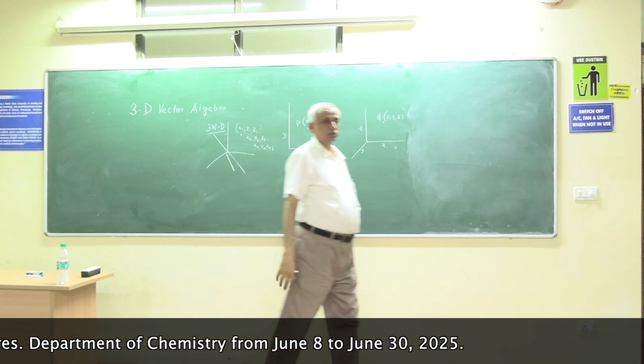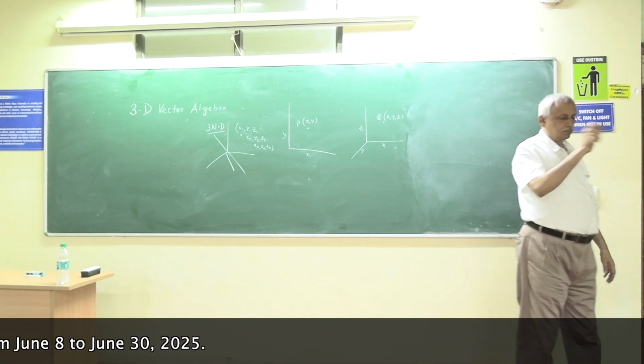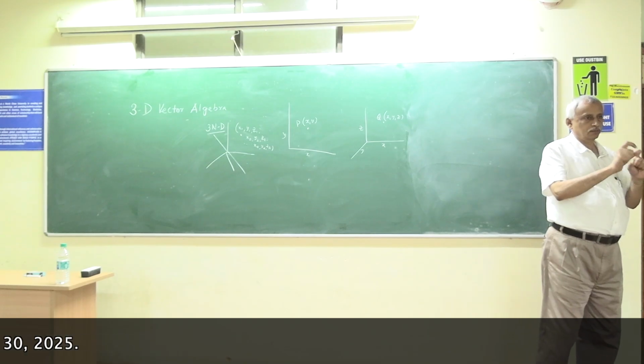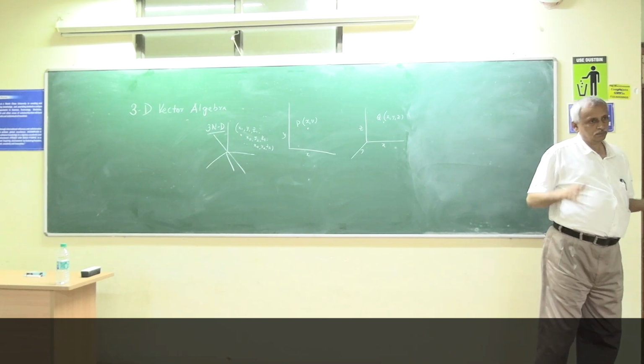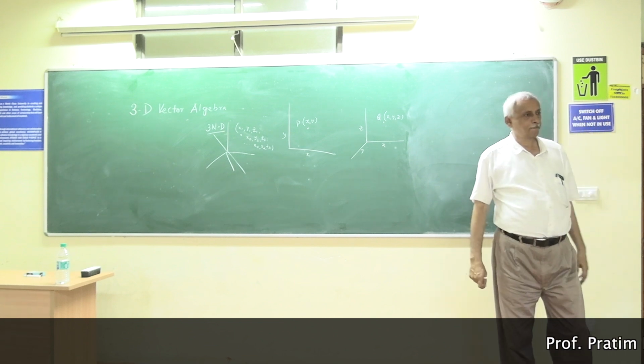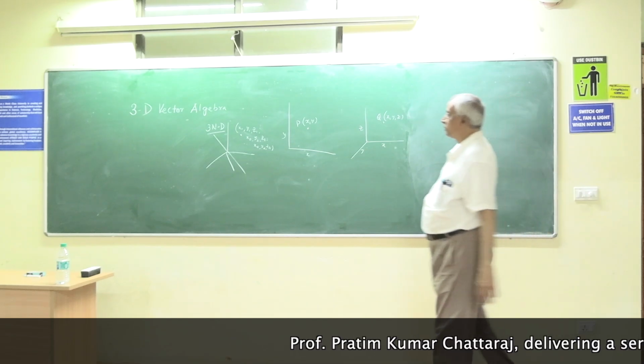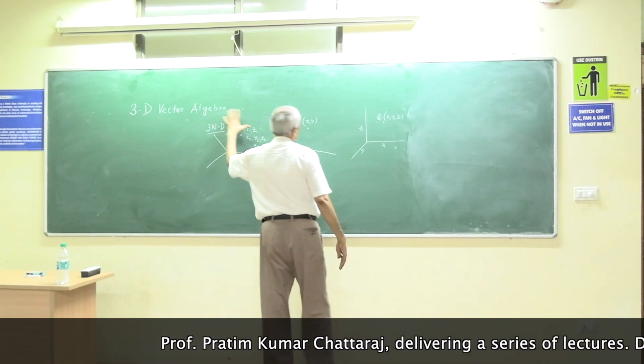Why is it required? Suppose you have an n-particle system. Each particle will require 3 coordinates, so you will have a 3n-dimensional space. That extension is also possible. Now, algebra. How will you do it?